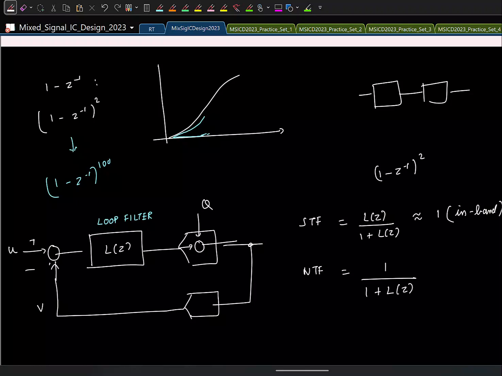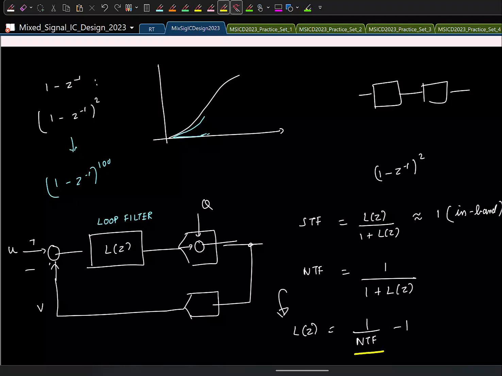Okay. So now let us say you want to get some particular NTF, we can choose what my L of Z is. For a second order, you can work out what this is. Now let us say you keep increasing it, and let us say you want to have 100th order NTF. What will happen? This will go to 0. Now let's write it, right? So L of Z is 1 by NTF minus 1, from here.